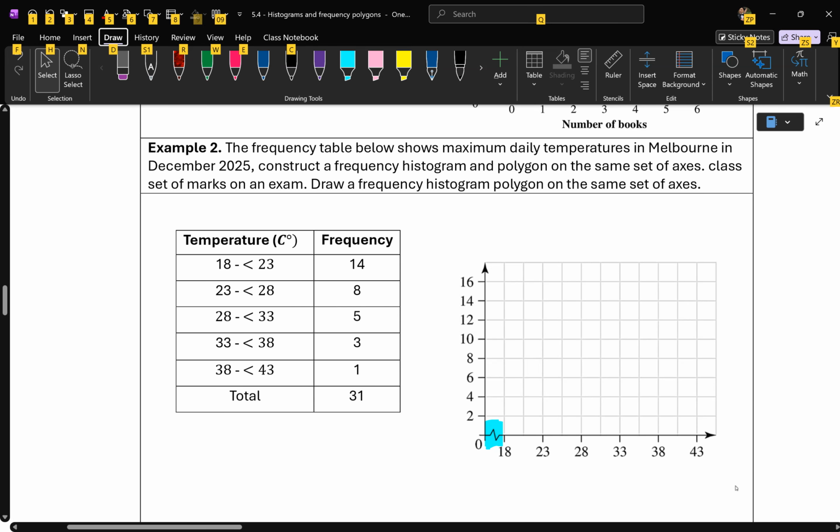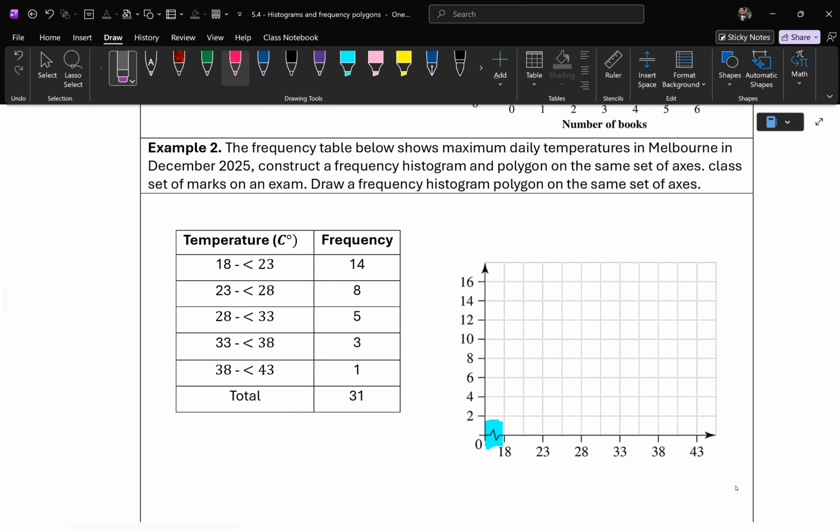So, first thing is to draw the graph. So it shouldn't be in the center. So as you're drawing this, I expect it to start at 18. This means, for those who don't know, 18 to, and then this means less than. So 18 to 23, but not including 23 is what it's saying. So 18 to 23, we should have 14. So 14, we go nice vertical line, across, down, 14, 23, and then from 23 to 28 is 8.